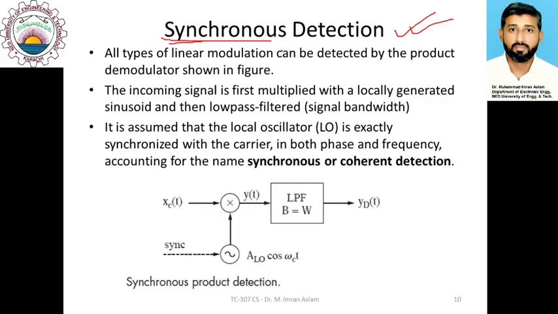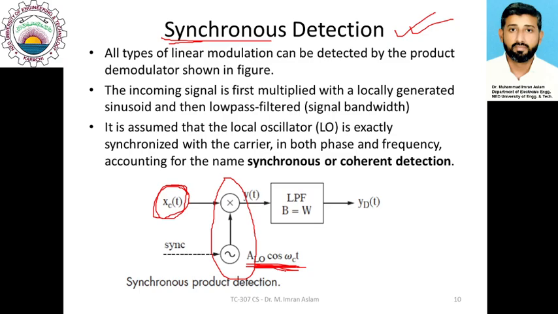So how is this detection achieved? This detection requires two processes. First thing is to multiply, this is the multiplication operation here, multiply whatever modulated signal you have with a local copy of the carrier. This is A LO, where LO stands for local oscillator. So we have a local oscillator which is synchronized with the oscillator which you used for the transmitter.